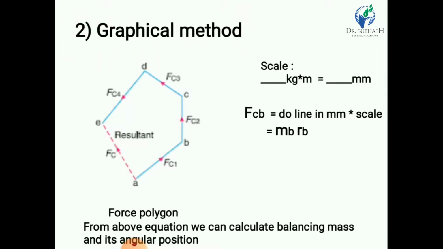In the graphical method, which is based on the polygon method, if our system is in complete balance and we draw a polygon, then we obtain a closed polygon. If our system is not in complete balance and we draw a polygon, then we get an open polygon. Now the closing side of this polygon is nothing but the balancing force.